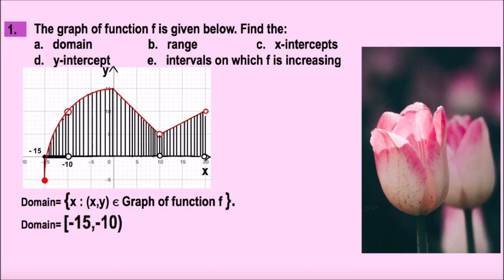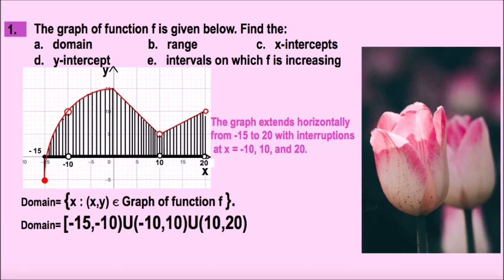The domain is thus equal to the set [-15, -10) united with (-10, 10), united with (10, 20). The graph extends horizontally from -15 to 20 with interruptions at -10, 10, and 20.